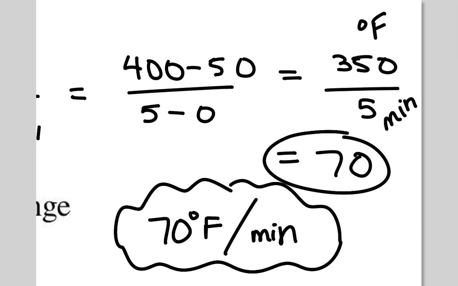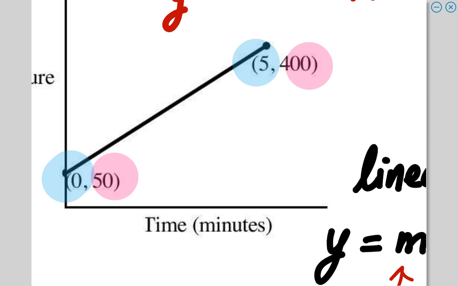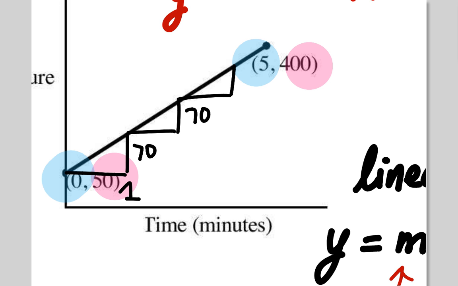140. Good. What's the temperature at 3 minutes? 210. Good. Feel that? It's like a step ladder. Over 1, up 70. Over 1, up 70, and so on. You guys okay with that? That's the staircase model. That's rise and run. That's straight lines.